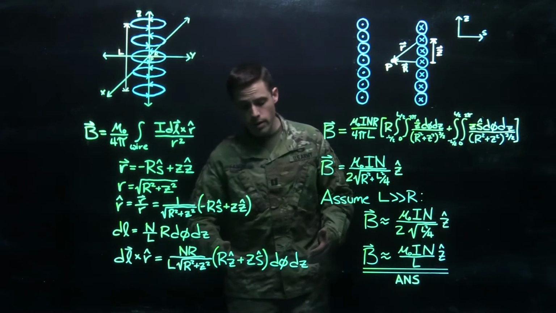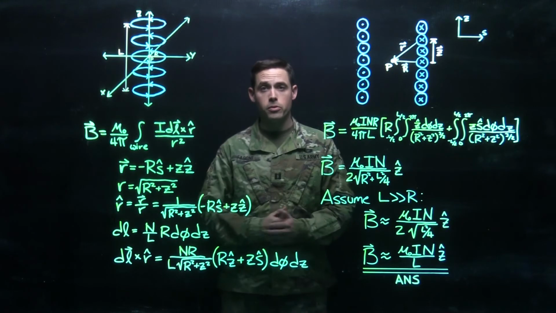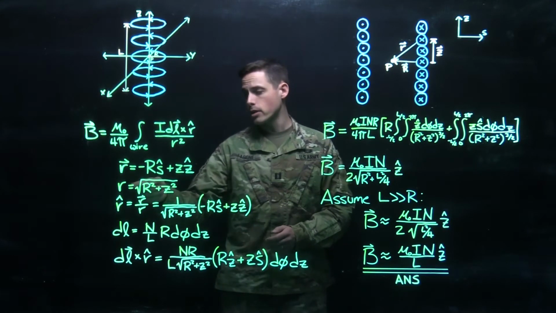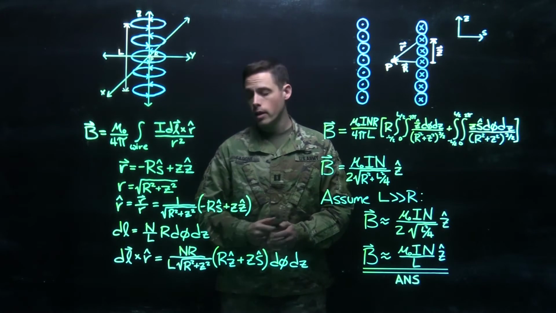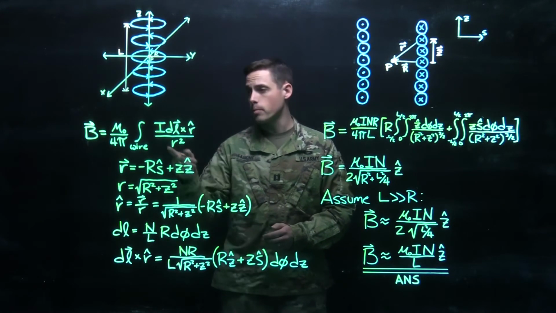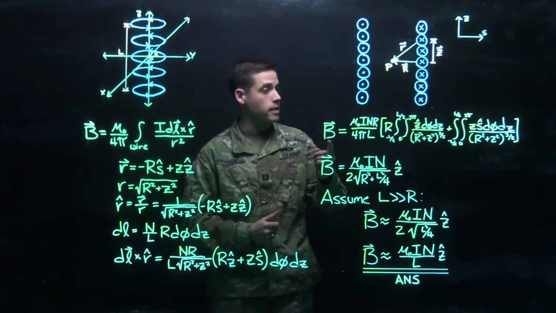Now we have everything that we need to apply the Biot-Savart law to our solenoid. If we take our expression for the magnitude of lowercase r and the cross product dl cross r hat and substitute them into the Biot-Savart law, we arrive at this expression.